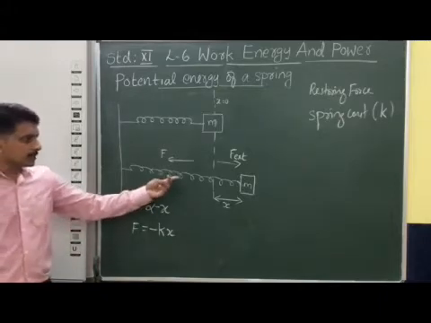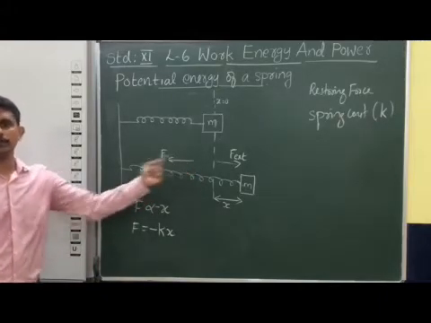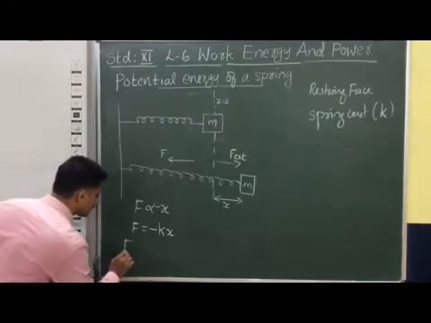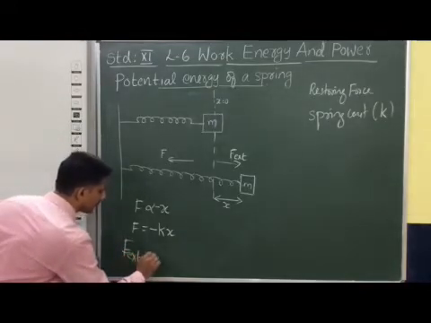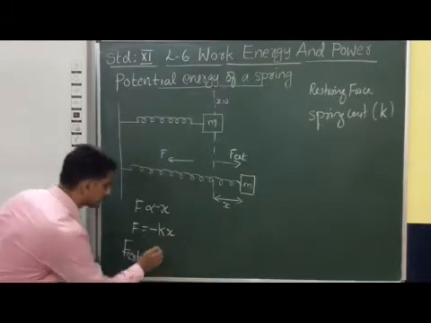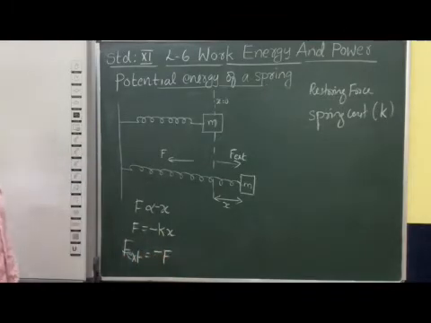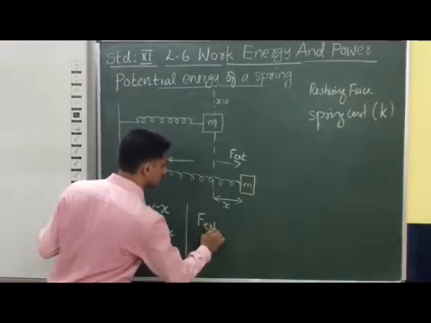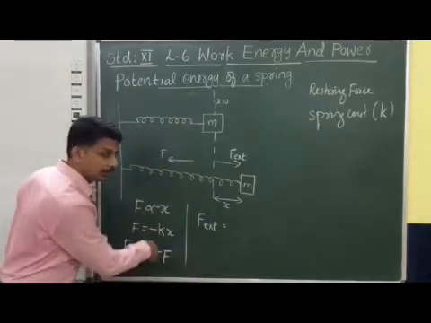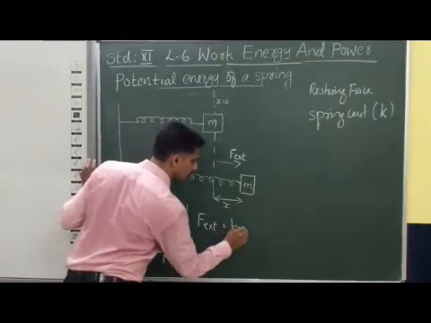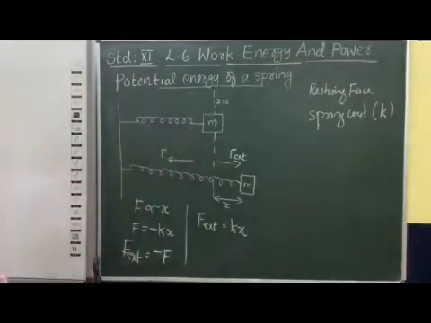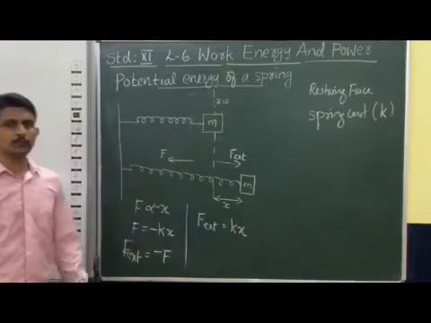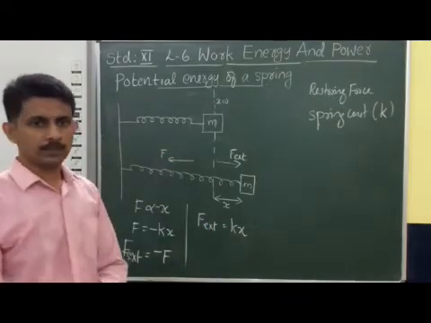And we know this restoring force is always equal and opposite to the applied external force. So F external is equal and opposite to minus F, that means F external = kx. This is the way we can find the value of the external force acting on this spring.